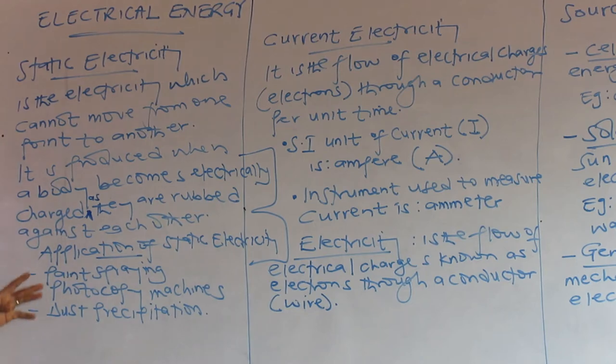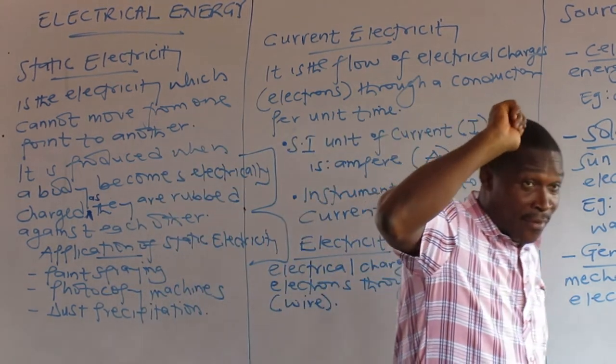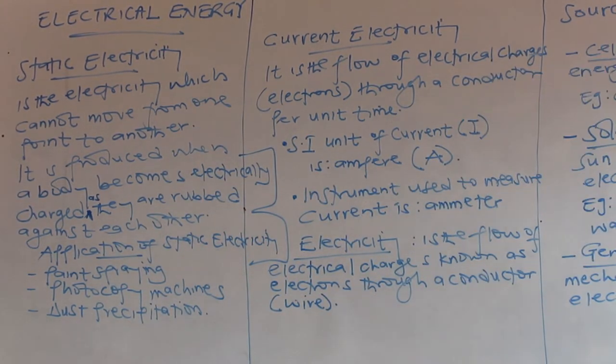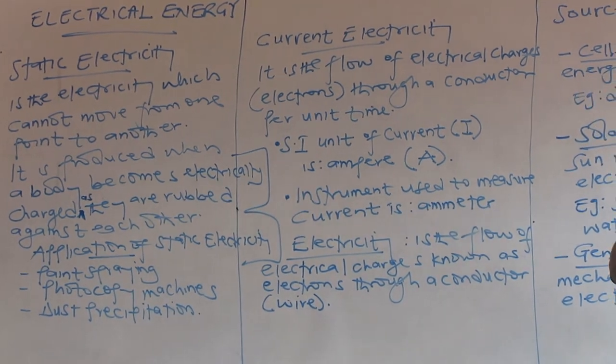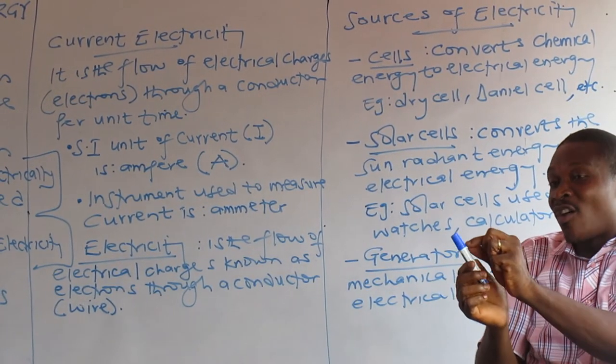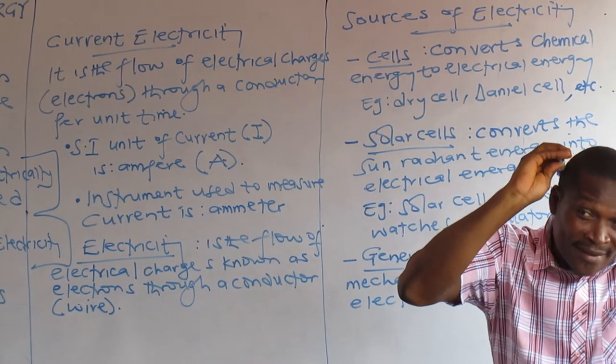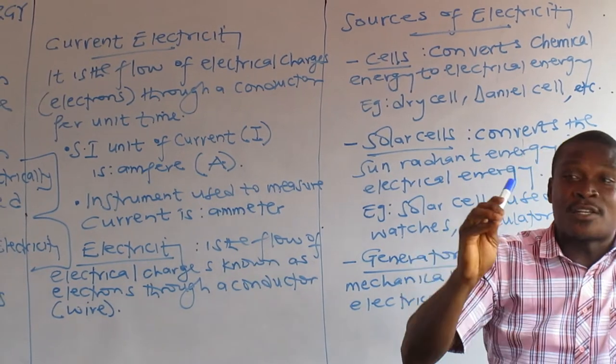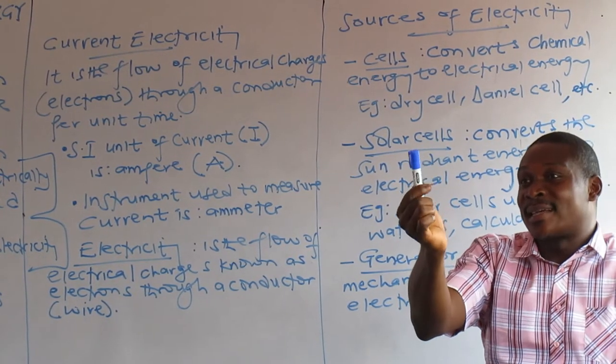So what do we mean here? When you try to rub two bodies together, like, let's say I rub this marker, this plastic, against this dry hair, it becomes electrically charged, meaning it can repel pieces of paper or attract pieces of paper, right? So the electricity you have produced as a result of the rubbing is what we call static electricity. Why is it static? It cannot move.